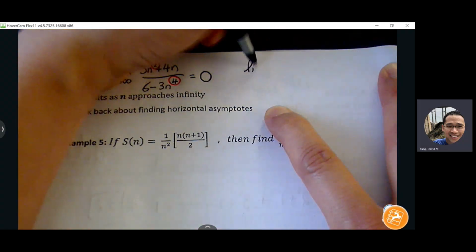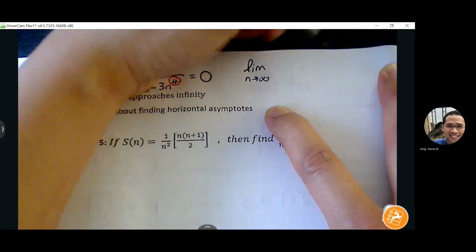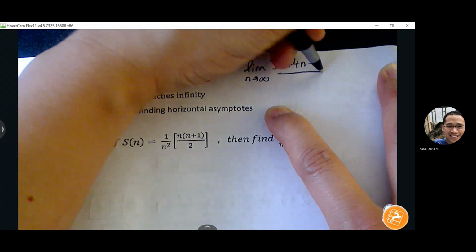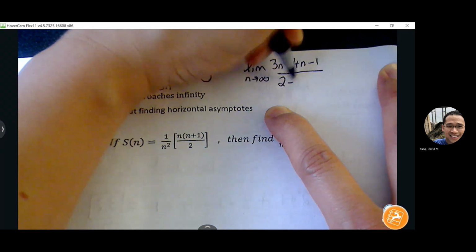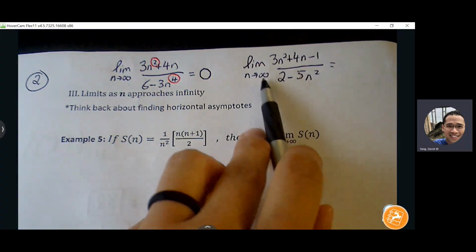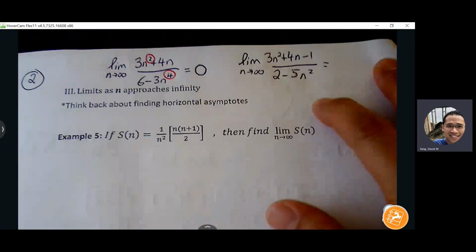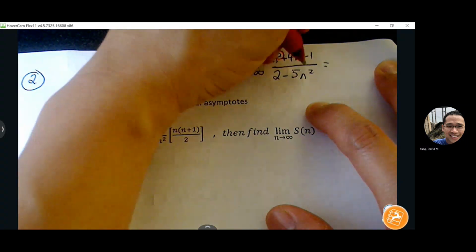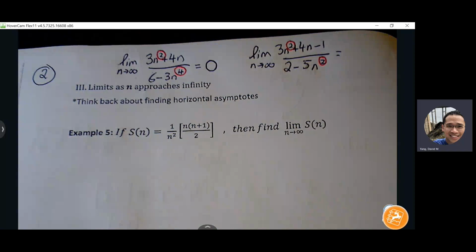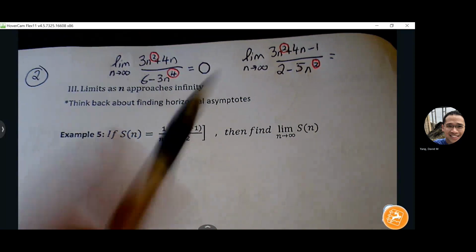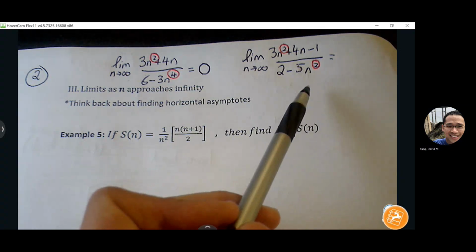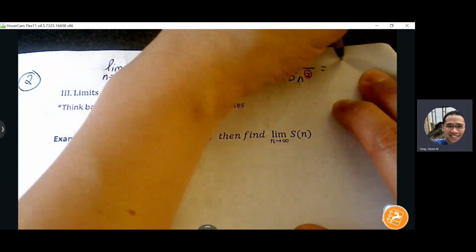And here's the other big review item. Again, approaching infinity, we don't plug anything in. We just go to the numerator and denominator, find the highest exponent, and compare. If they're the same, what's our limit going to be? Coefficients, right? So this is going to be just 3 over -5. Yeah, -3/5.